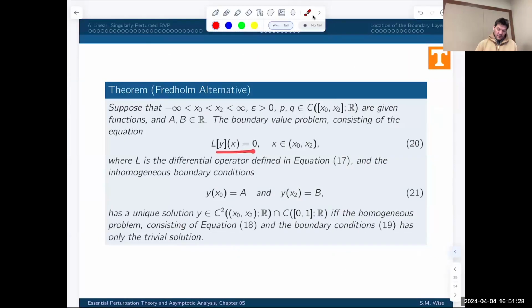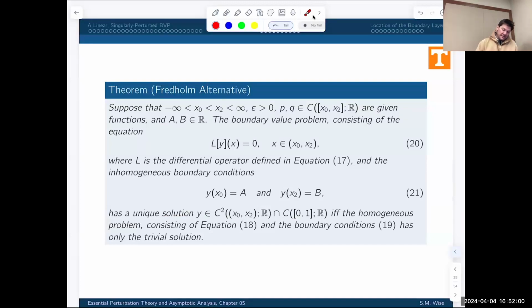Okay, so this equation with the inhomogeneous boundary conditions, y of x naught equals A, y of x2 equals B, has a solution, a unique solution in fact, if and only if the homogeneous problem consisting of equation 18 and boundary conditions 19 has only the trivial solution. That's the so-called Fredholm alternative.